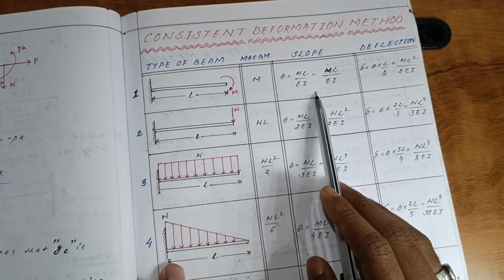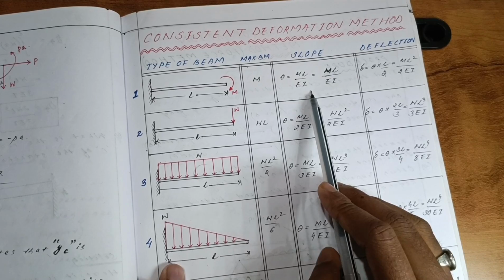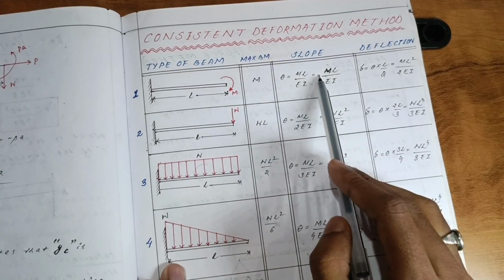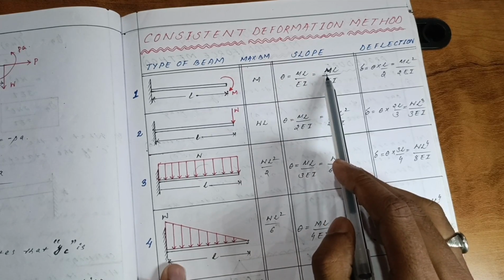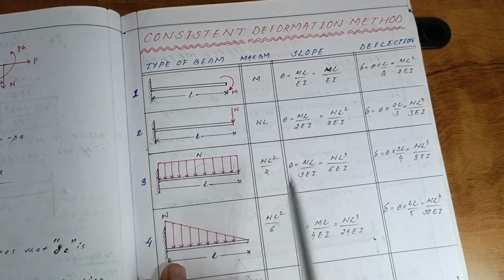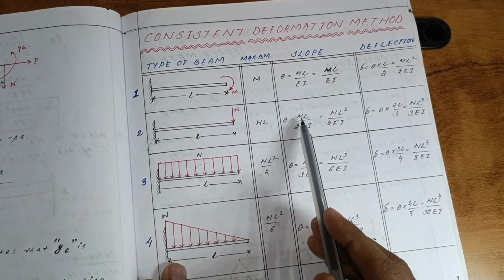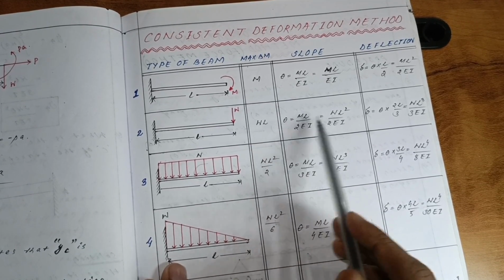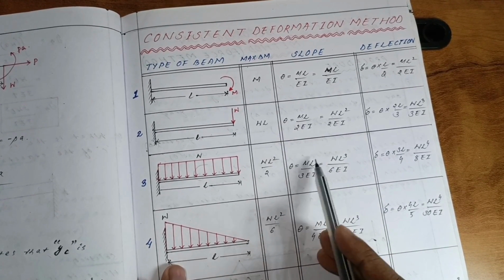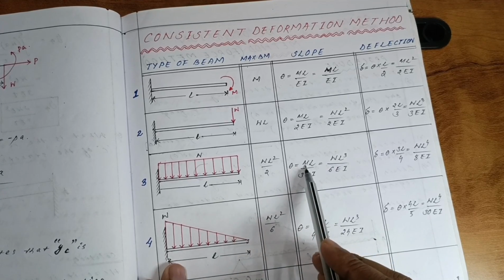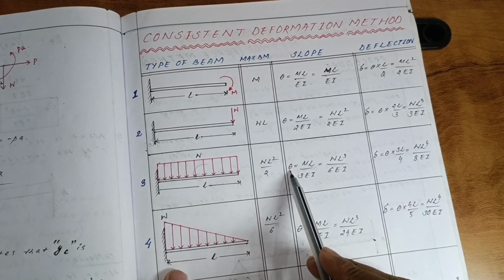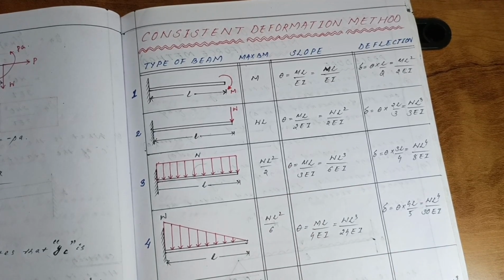For the first situation, theta equals ML by EI, we will put M as capital M. So we will get theta equal to ML by EI. In the second situation, theta equals ML by 2EI, we will put M as WL. So we will get theta equal to WL square by 2EI. In the third situation, theta equals ML by 3EI, we will put M equal to WL square by 2. Then we will get theta equal to WL cube divided by 6EI.